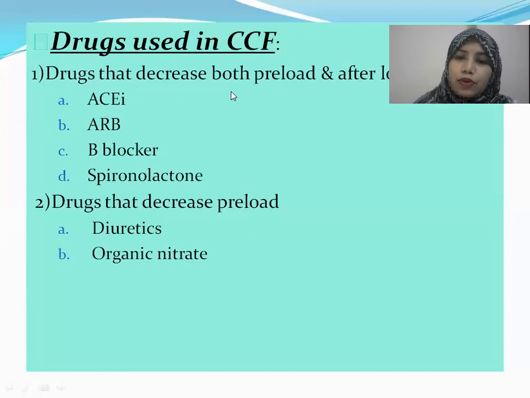Drugs that decrease both preload and afterload are angiotensin converting enzyme inhibitors like captopril, enalapril, lisinopril; angiotensin receptor blockers like losartan, valsartan, candesartan; beta blockers like atenolol, propranolol; and spironolactone, which is a potassium sparing diuretic.